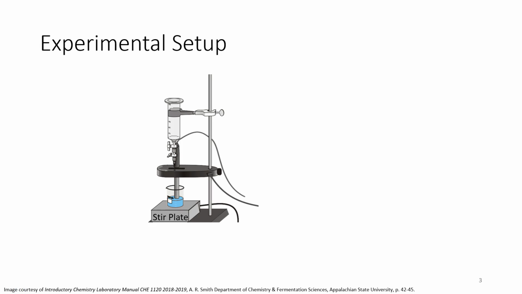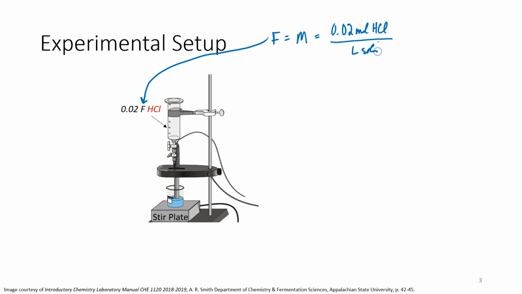This is your experimental setup. Your titrant is going to be a very dilute solution of hydrochloric acid, 0.02 formal. And if you don't know what formal means, it means pretty much the same as molar. So in this case, 0.02 formal HCl just means 0.02 moles of HCl for every liter of solution. And we use formality for electrolytes that dissociate in solution.